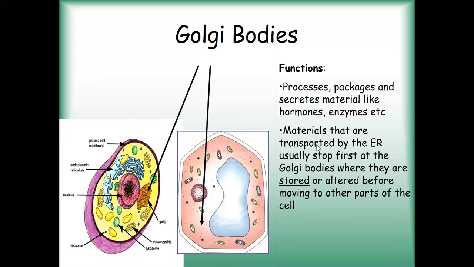Materials that are transported by the endoplasmic reticulum usually stop first at the Golgi bodies, where they are stored or altered before moving to other parts of the cell. So before materials are transported from one cell to another, they have to pass through these Golgi bodies, where they are stored temporarily or altered if required before they are passed on to the new cell.